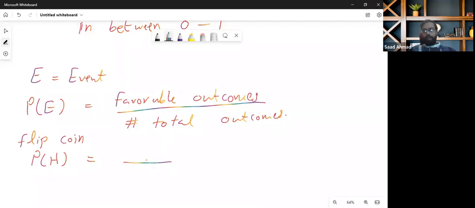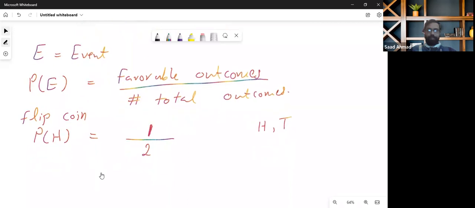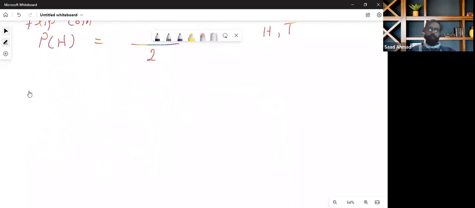How many possible outcomes are there for head? That's one. And how many are total possible outcomes? That's two, head and tails. The favorable one that we are looking for is 1, so it's 1 out of 2, right? That's a very basic example to start with for probabilities.